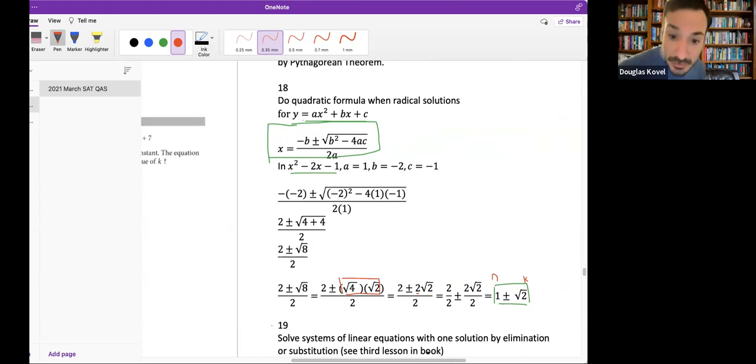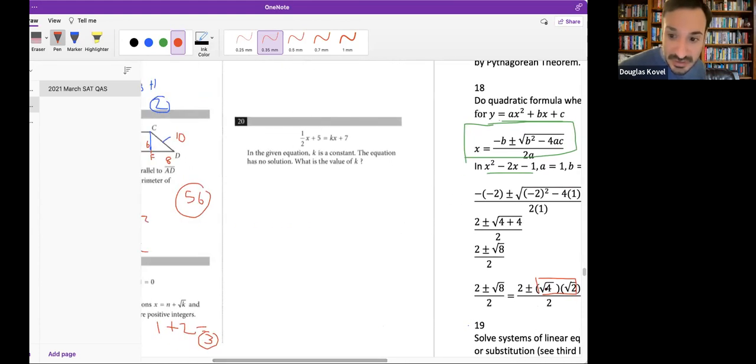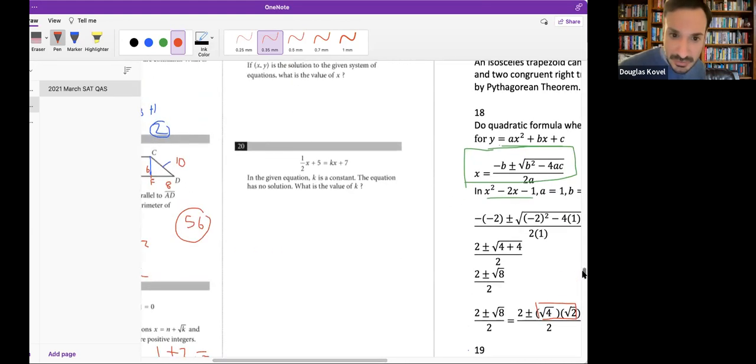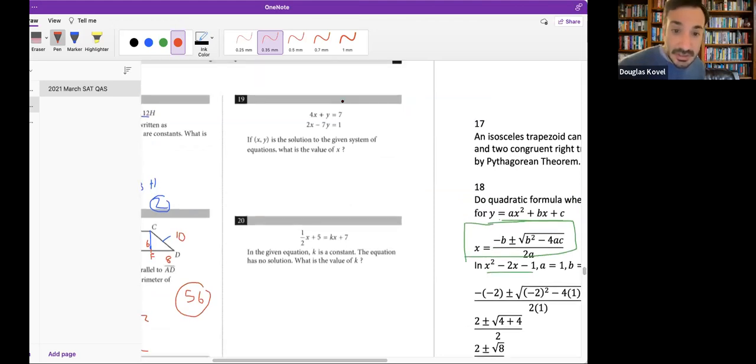All right, so now we'll go to number 19, which I say is a more medium level question, but it's one that shows up every test. So it's important that we go over that. Here they give you the system of linear equations. They tell you 4x plus y is equal to 7 and 2x minus 7y is equal to 1. And (x, y) is a solution to the given system of equations, and they want you to find the value of x.